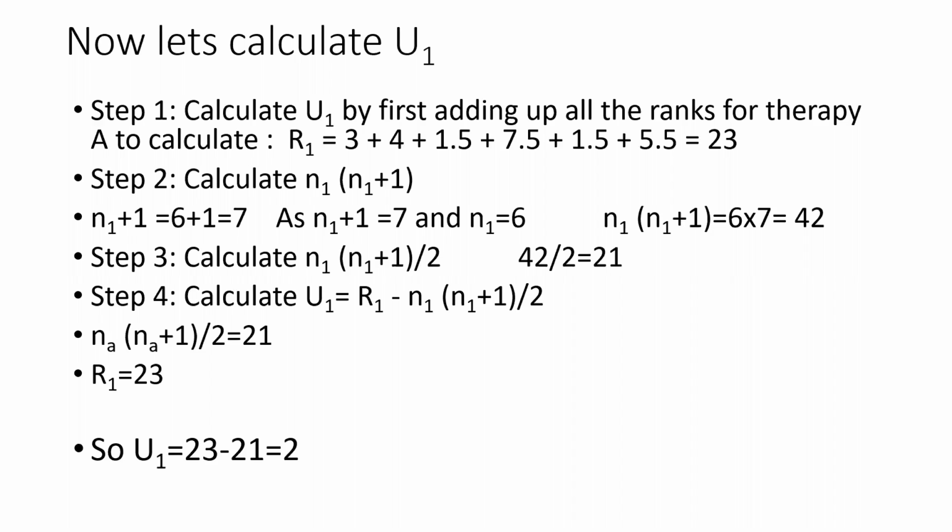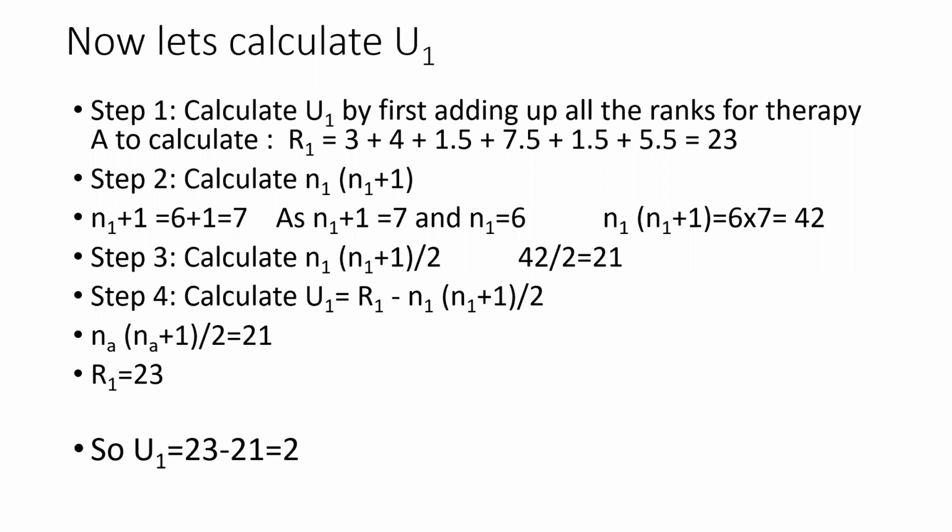So N1 is 6, so N1 plus 1 is 6 plus 1, which equals 7. As N1 plus 1 equals 7, and N1 equals 6, then N1 times N1 plus 1 is 6 times 7, which equals 42. Step 3, calculate N1 times N1 plus 1 divided by 2. That's going to be 42 divided by 2, which equals 21.